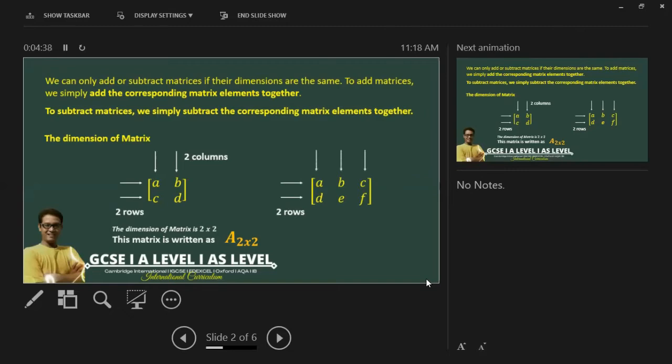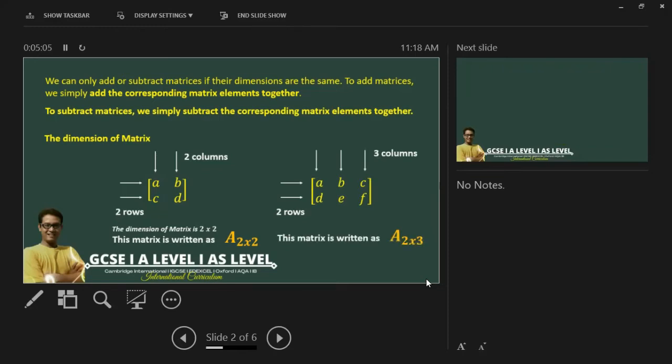There are three columns. The first column consists of A and D, the second column B and E, and the third column C and F. So this matrix has three columns, and the dimension of the matrix is 2 times 3. This matrix is written as matrix A 2 times 3. Is it clear? Next.